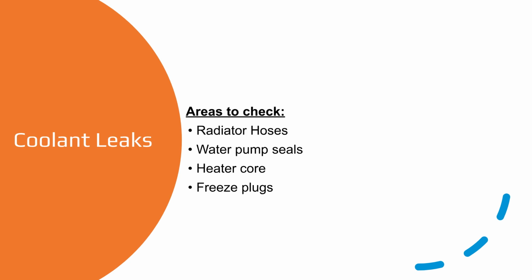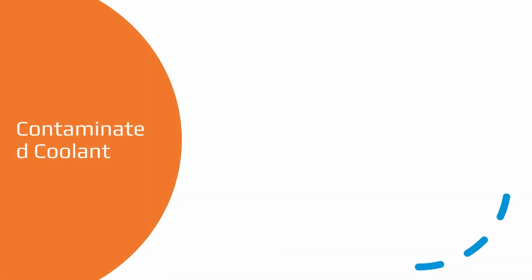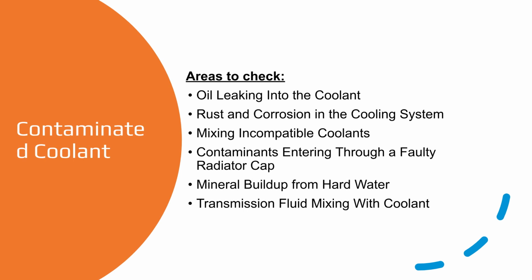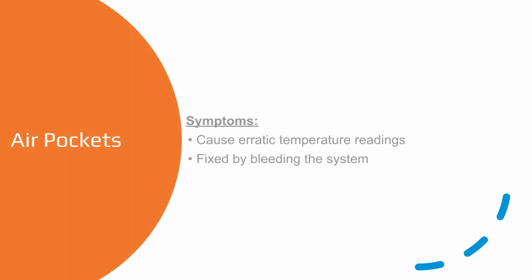Key areas to inspect for leaks include radiator hoses, water pump seals, the heater core, and freeze plugs. Coolant contamination can severely compromise performance. Watch for oil or transmission fluid mixing with coolant, rust, corrosion, mineral buildup, or using incompatible coolant types. Air pockets in the cooling system can cause erratic temperature readings. This issue is typically resolved by properly bleeding the cooling system.